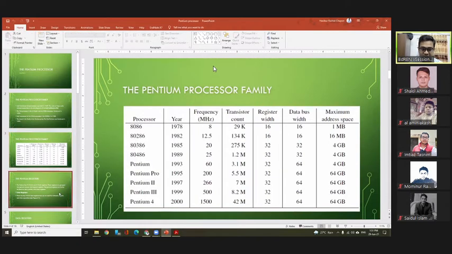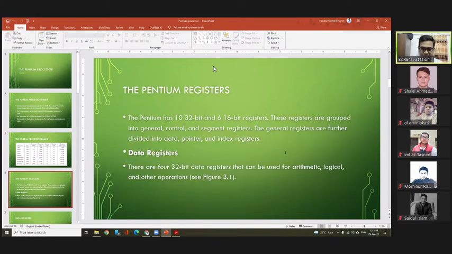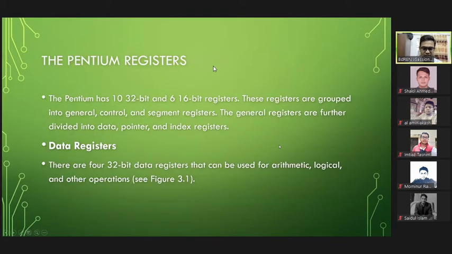Let us go to the most important part of this chapter, which is the registers of the Pentium processor. I told you that based on this information, we are going to write code in chapter number 4. We need to memorize some of the things and understand some of the things about the registers as well. Otherwise, it will be difficult for you to write assembly language code for the Pentium processor.